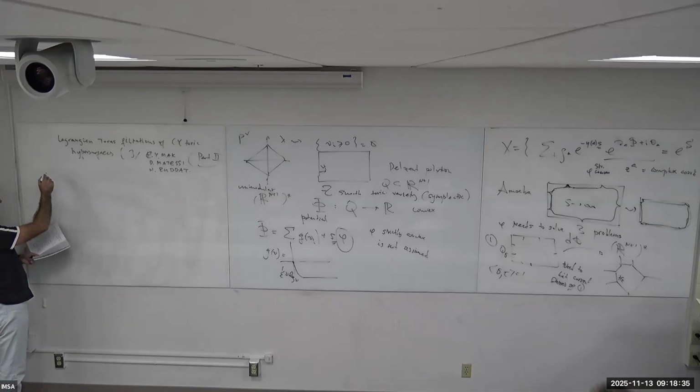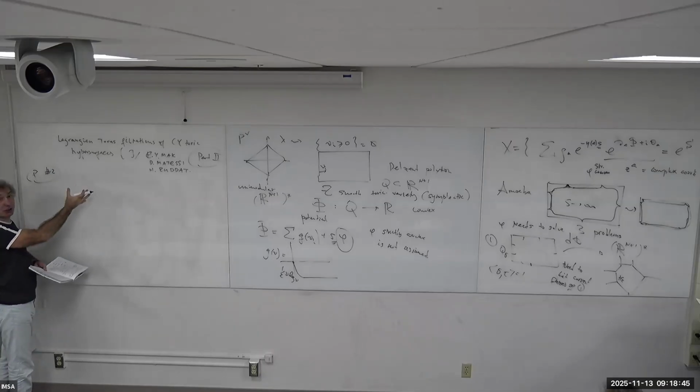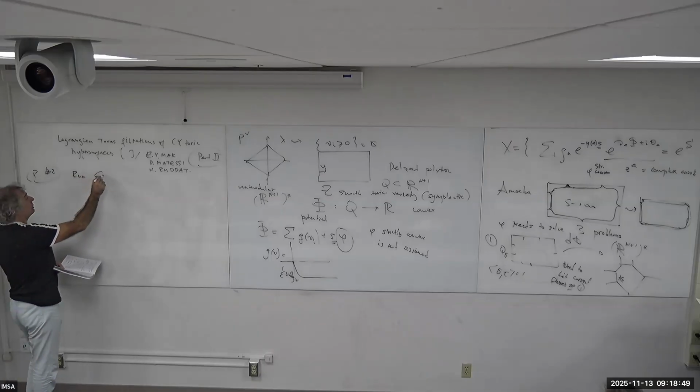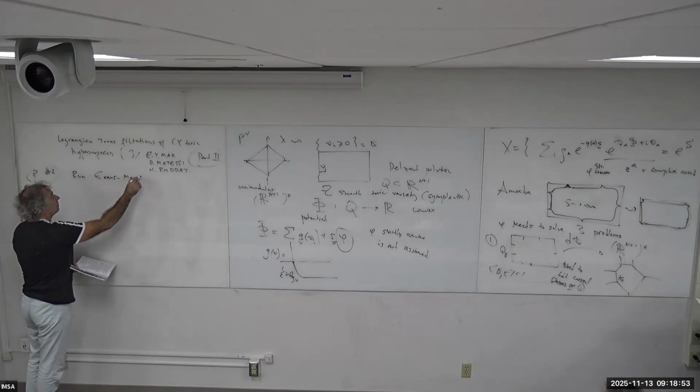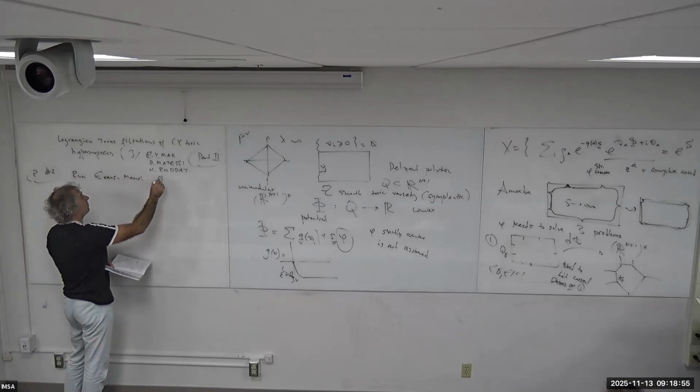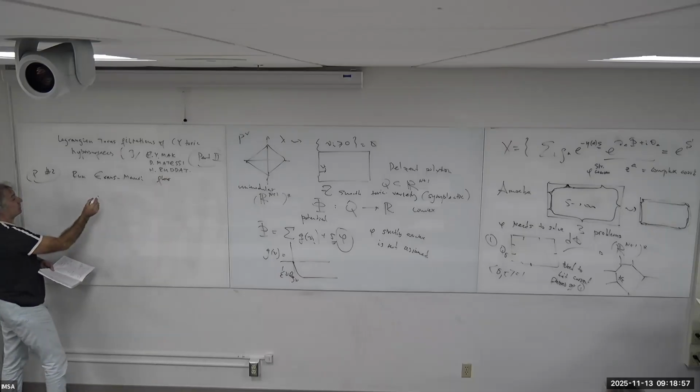Problem number 2. We would like to construct a torus fibration. This is what Checky is going to talk about tomorrow in detail, but I'll give an idea. We're going to run the Evans-Maury Liouville flow.